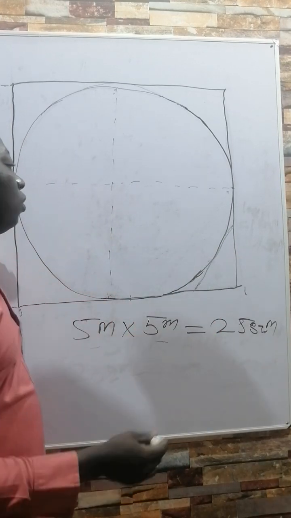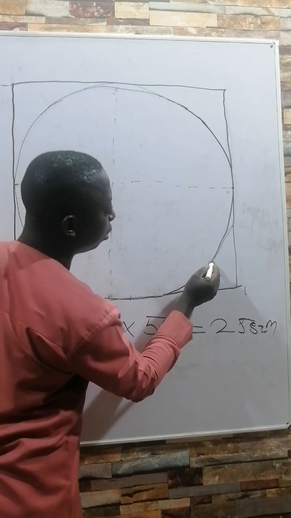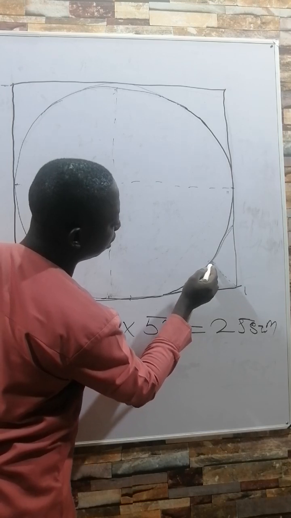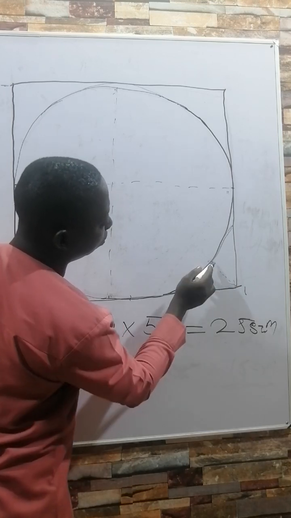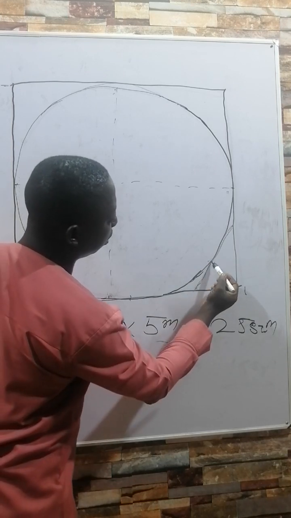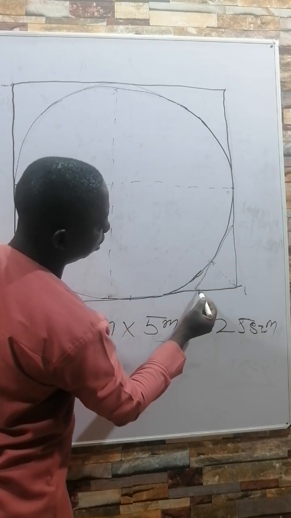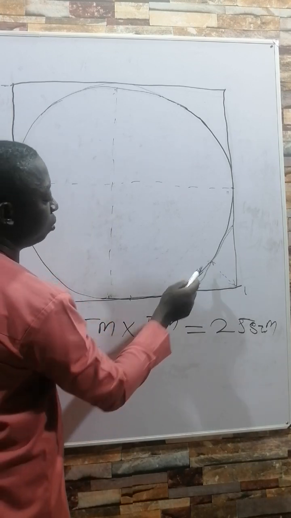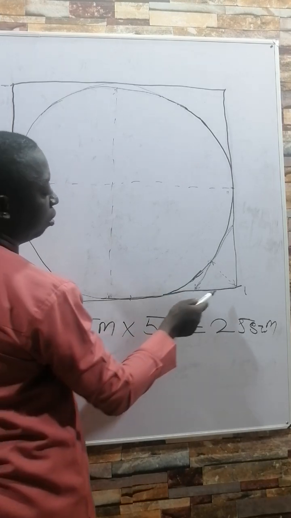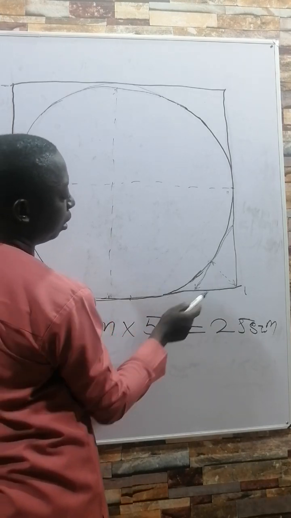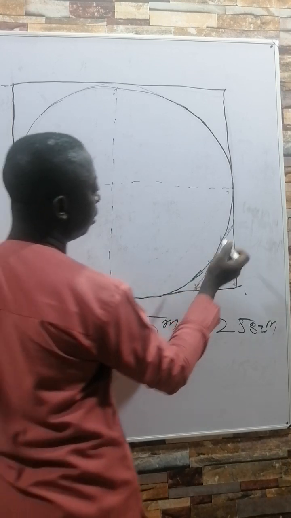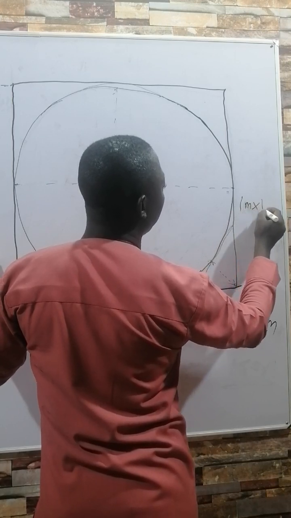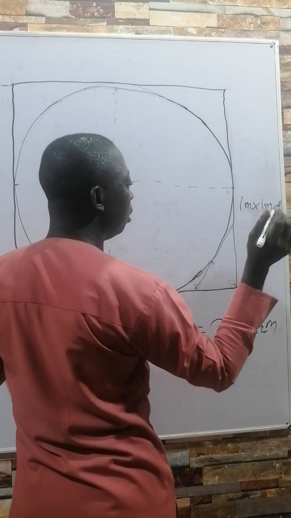So when you draw the line like this, what you are going to do is measure. This is your center. You measure from here to here, and also measure from here to here. For instance, you measure 1 meter. This is 1 meter, and here also is 1 meter. That is 1 meter by 1 meter.